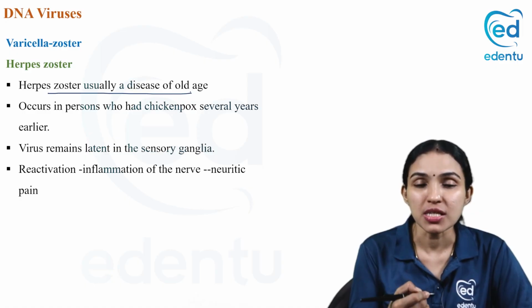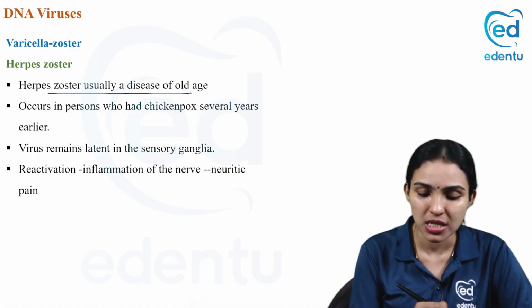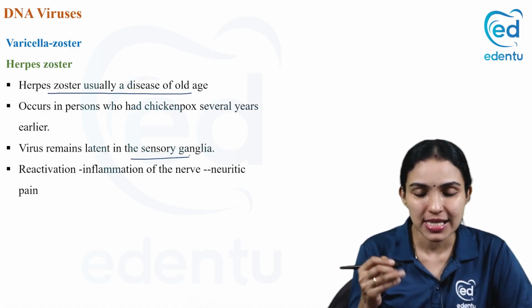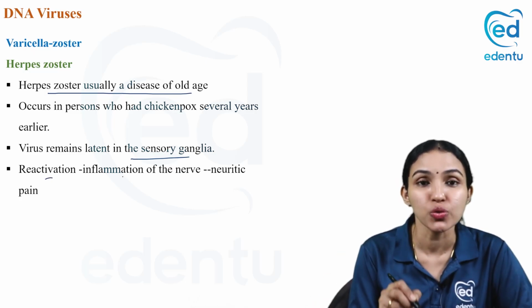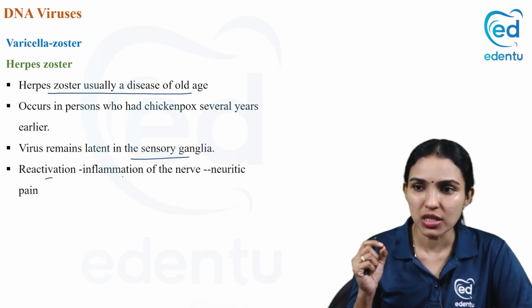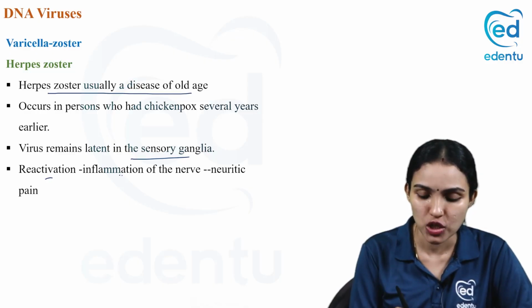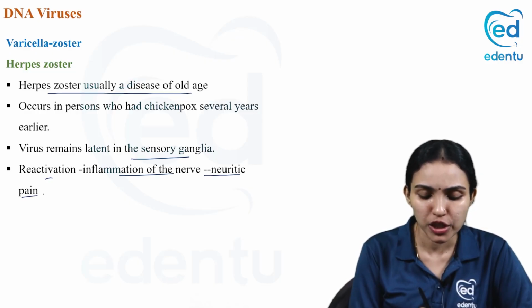It occurs in a person who had chickenpox in the past, and the virus remains latent in the sensory ganglia, which later on leads to reactivation, leading to inflammation of the nerve. So this will lead to inflammation of the nerve. Zoster will lead to severe neuritic pain.